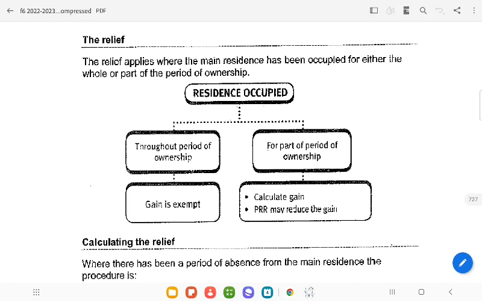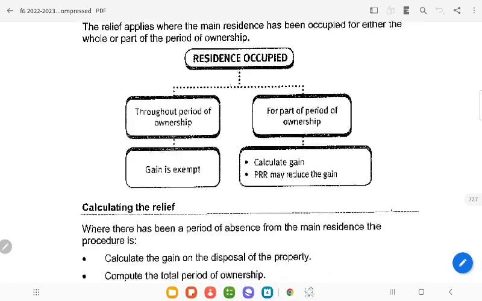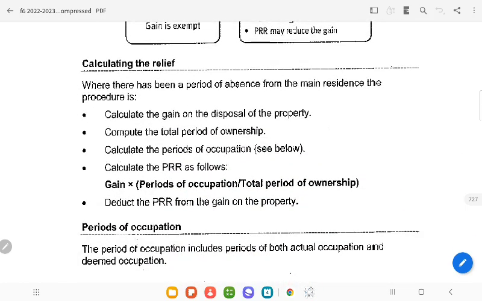The gain is said to be exempt if the period of ownership is equal to the period of occupation. Otherwise, relief is calculated. First, you have to calculate the gain on the disposal of property, then compute the total period of ownership and period of occupation. Remember, again, if period of occupation is equal to period of ownership, the whole gain is exempt.